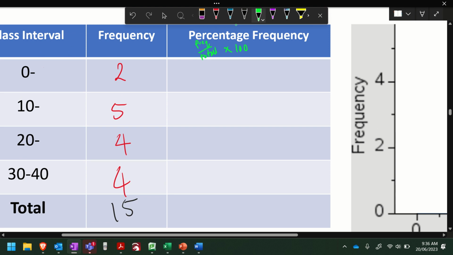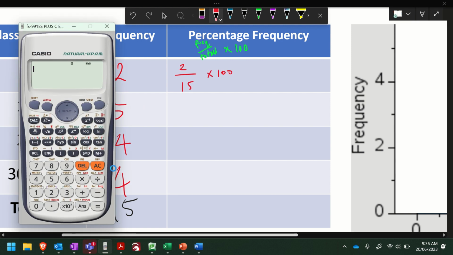So let's just work it out. For the first one, it's 2 divided by the total of 15 times by 100. I'm not smart enough to do that, so use your calculator for it if you can't get it. 2 divided by 15 and then times by 100.